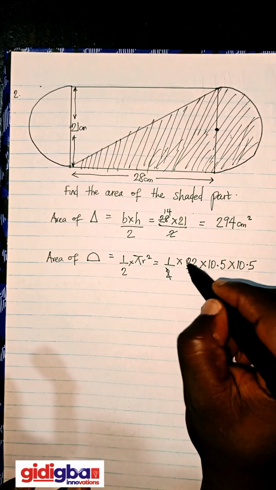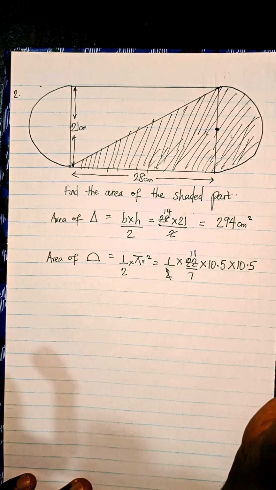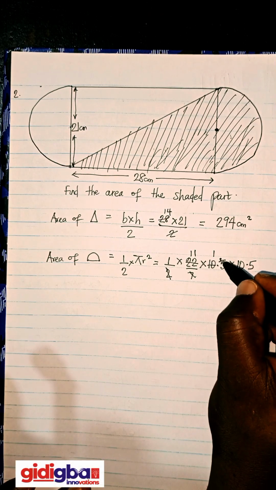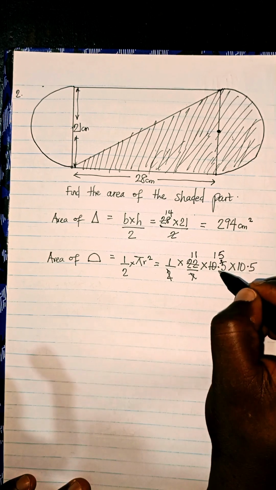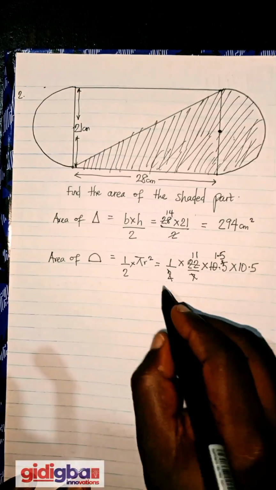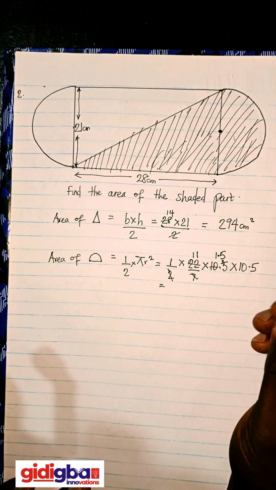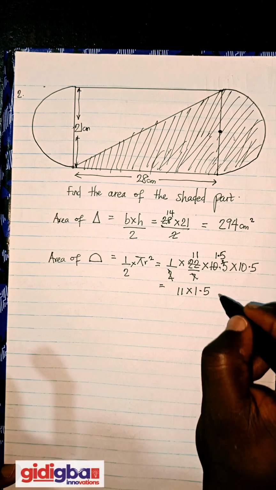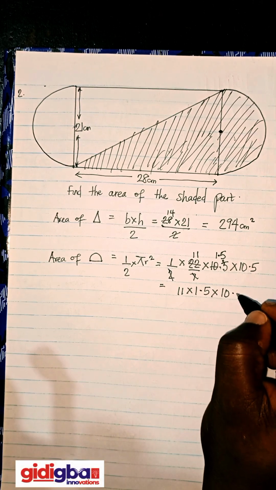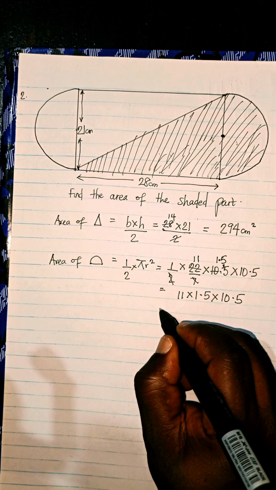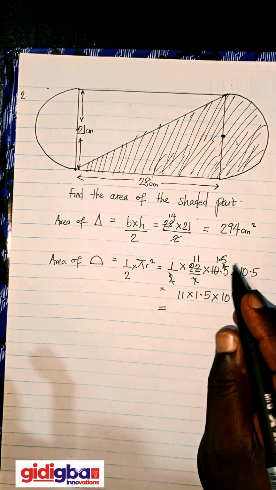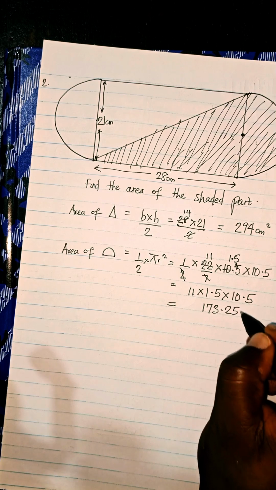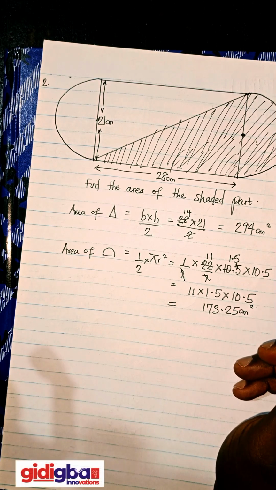Okay, so looking at that, let's divide those which are divisible, and 7 can actually go here. 7 into 21 is 3, and 7 into 35 is 5. Don't forget you have a decimal point here. So what we have left there, our denominators have been crossed out. So we have 11 multiplied by 1.5 and then multiplied by 10.5. Okay, so right there, when you multiply that, we have our answer as 173.25 centimeters squared.